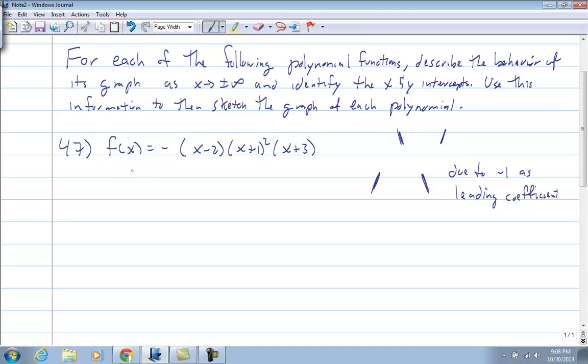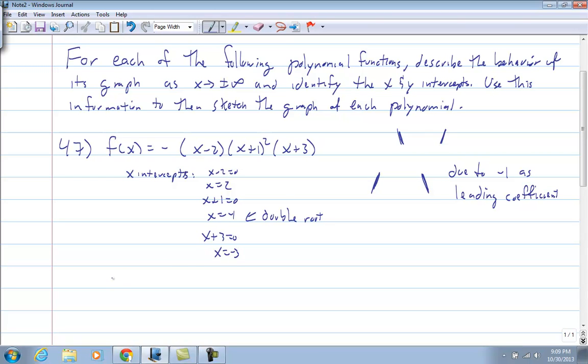We have the following x intercepts. X minus 2 equals 0 is where x equals 2. X plus 1 equals 0 where x equals -1. And that's a double root, so that means it'll just touch at the -1 and go the other direction. It's not going to pass through. X plus 3 equals 0 means x equals -3.